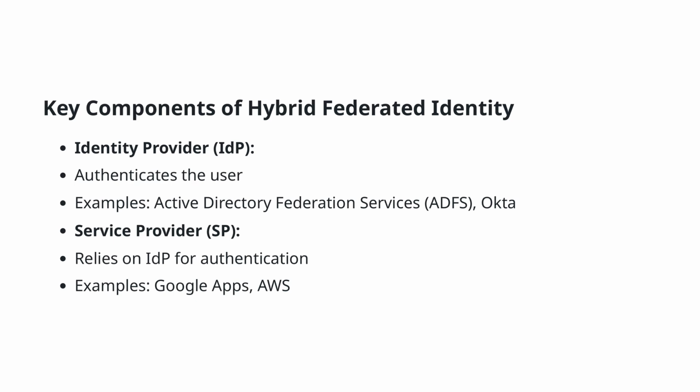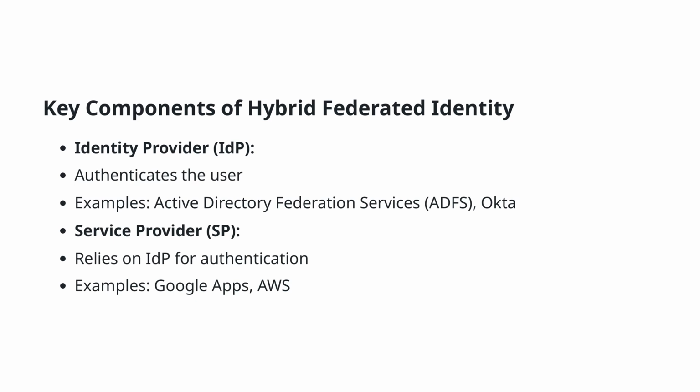In this slide, we outline the key components of hybrid federated identity. Let's break it down. First, we have the identity provider, or IDP. The IDP is responsible for authenticating the user. Common examples include Active Directory Federation Services, ADFS, and Okta. They verify user credentials and manage their access rights.